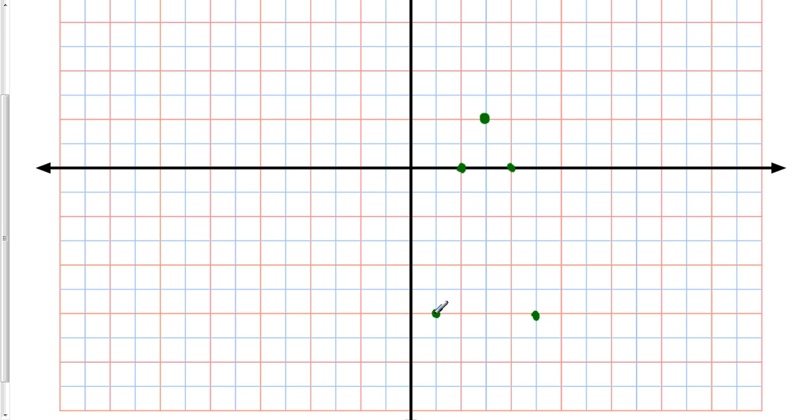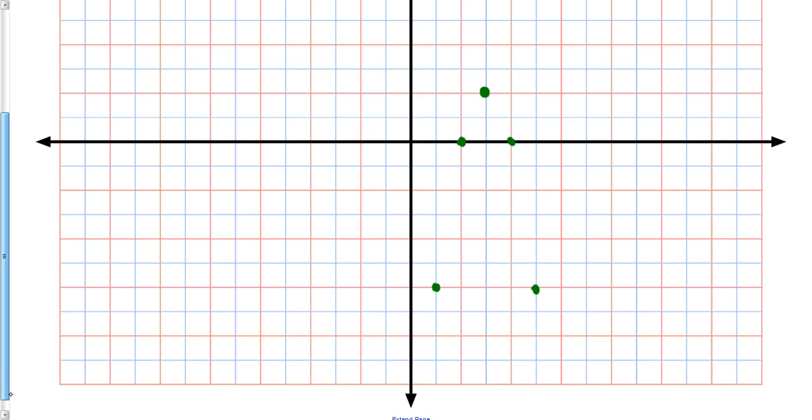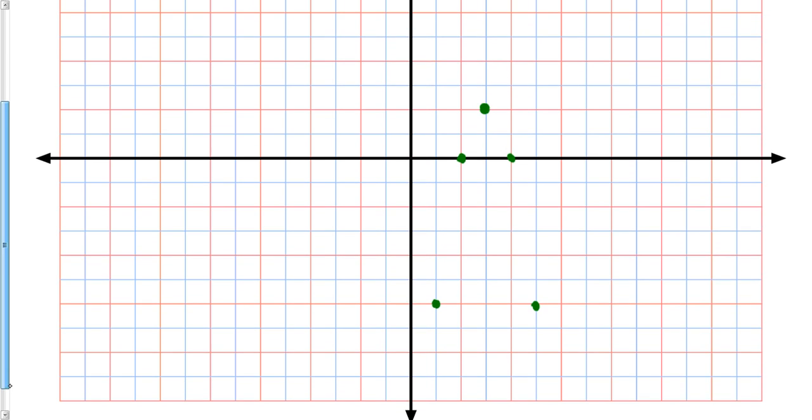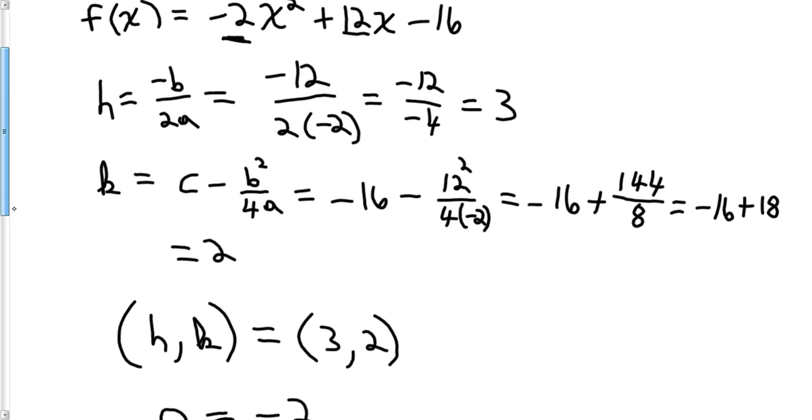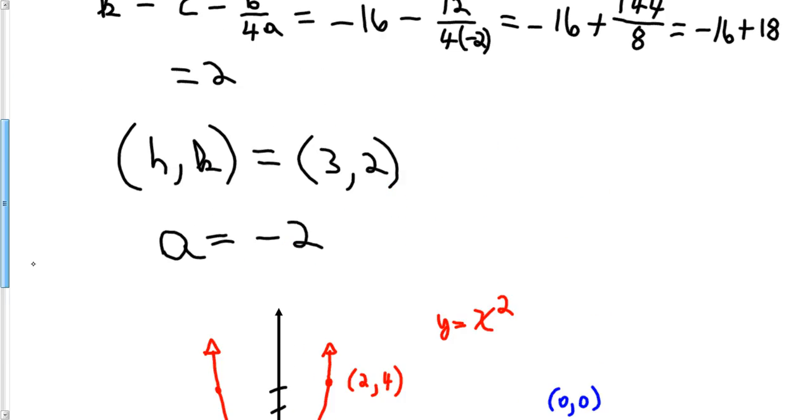Okay, so those are some of the points that are on my parabola. The other thing that I needed to identify were the intercepts. Notice I have 2 intercepts right here, 2 x-intercepts. And the y-intercept would be what you get if you plug 0 into the function. So let's look at the y-intercept here. We have 5 points already. Let's find some other points.